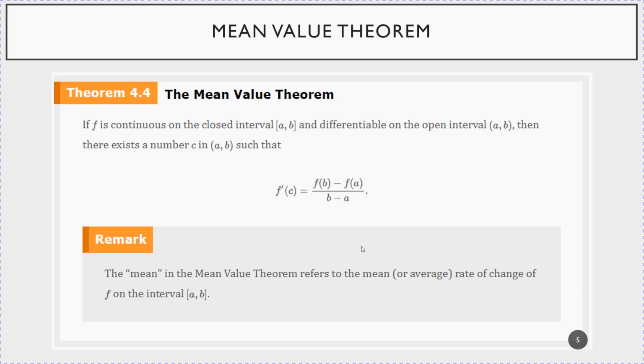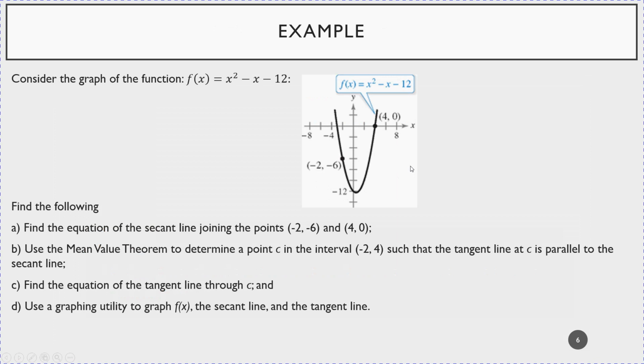And what I'm going to do is show you this example here, and we're going to use our graphing calculator a little bit. Hopefully, it's going to show you the mean value theorem in practice, so that you'll see that it works here. So let's consider this graph here. We've got the graph of the function f of x is equal to x squared minus x minus 12. This is what the graph looks like, and we want to do the following things.